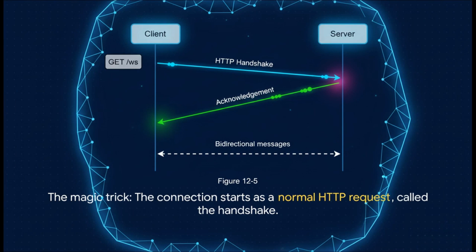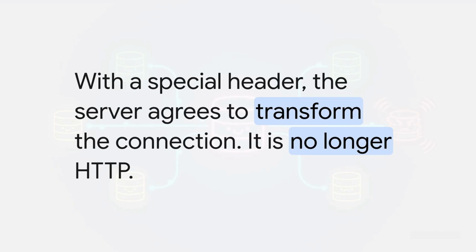So how does this magic actually work? How do we create this special connection? Well, it all starts with this really clever trick. The client sends what looks, for all intents and purposes, like a totally normal HTTP request. This is the handshake. It's designed this way on purpose so it can sneak past firewalls that only expect normal web traffic. But here's the secret.